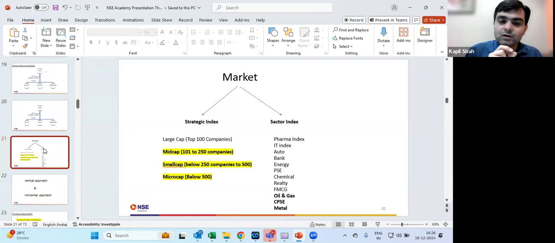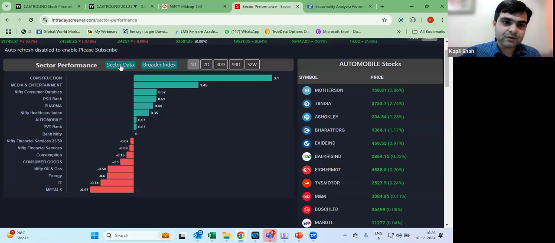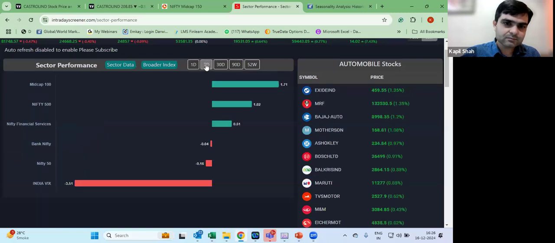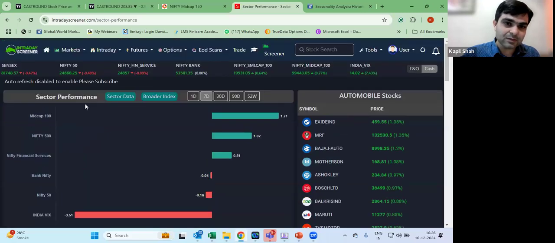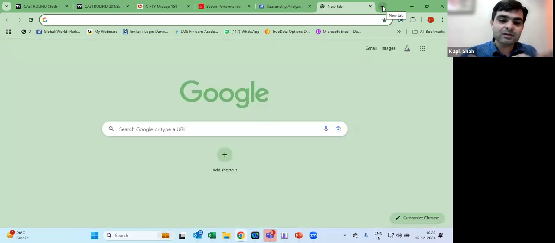It also pays to pay attention to which particular strategic indices are moving. Is my large cap moving? Is my mid cap, small cap, or micro cap moving? Here there is a limitation of this particular data on this Screener website. If I look at broad indices data, it gives me data for, let's say, 30 days. They have a lesser amount of data, but then we need to do some sort of other jugaad to find the information. And here comes one another website.